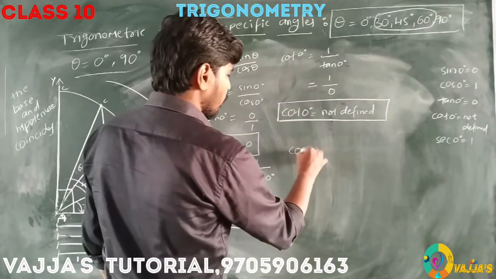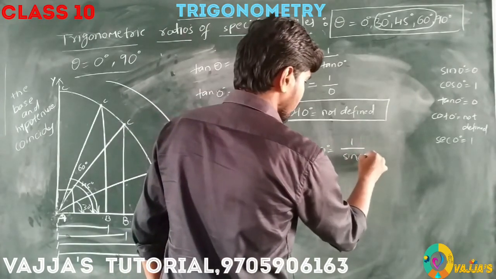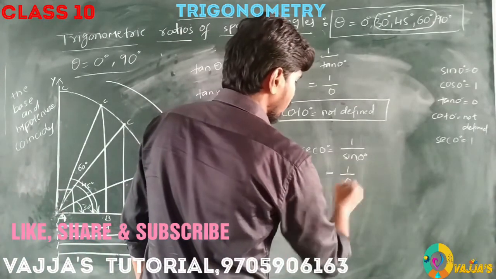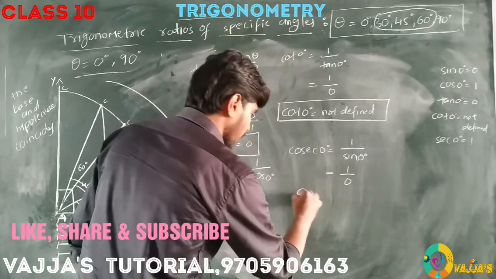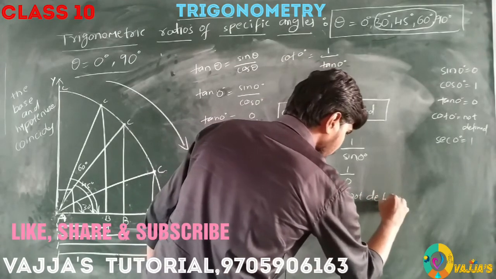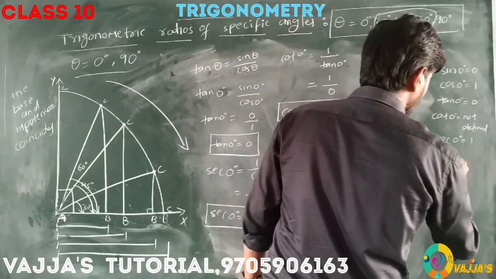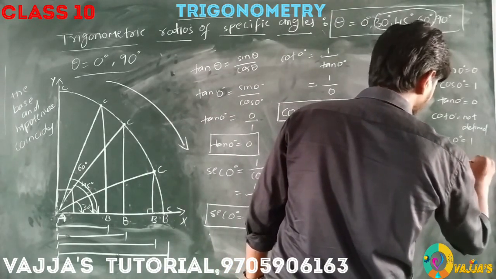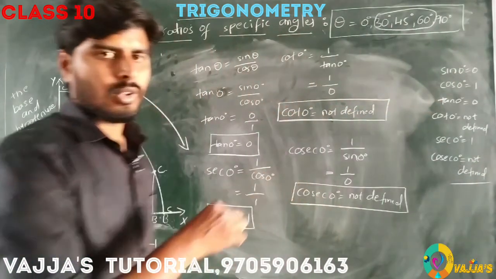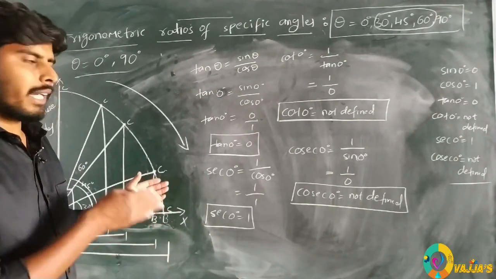Next, remaining cosec 0 degrees is nothing but 1 by sin 0 degrees. Sin 0 is nothing but 0. So 1 by 0 is not defined. So cosec 0 degrees is equal to not defined. Okay. If you didn't understand that concept, listen again and again.